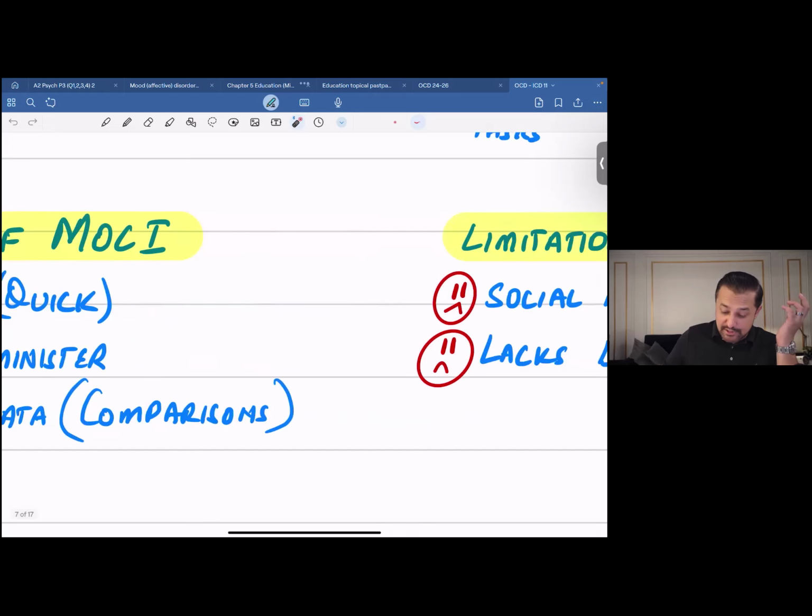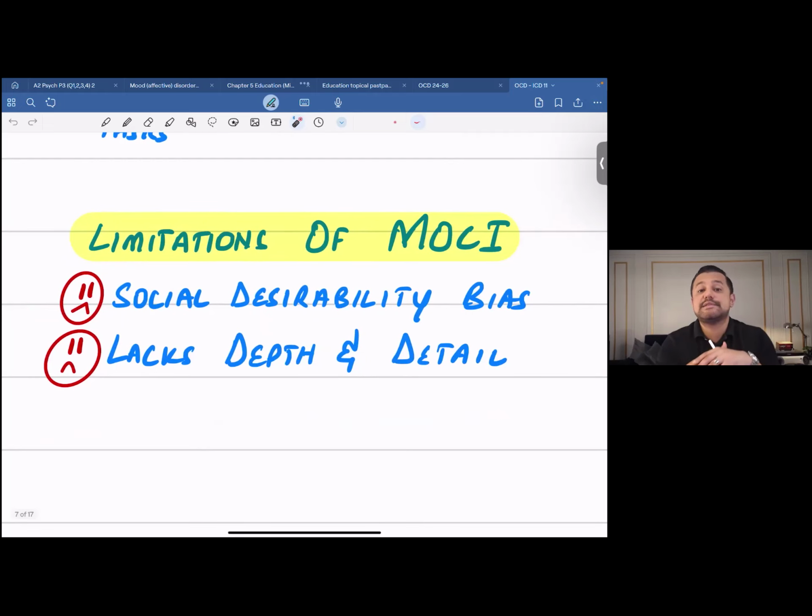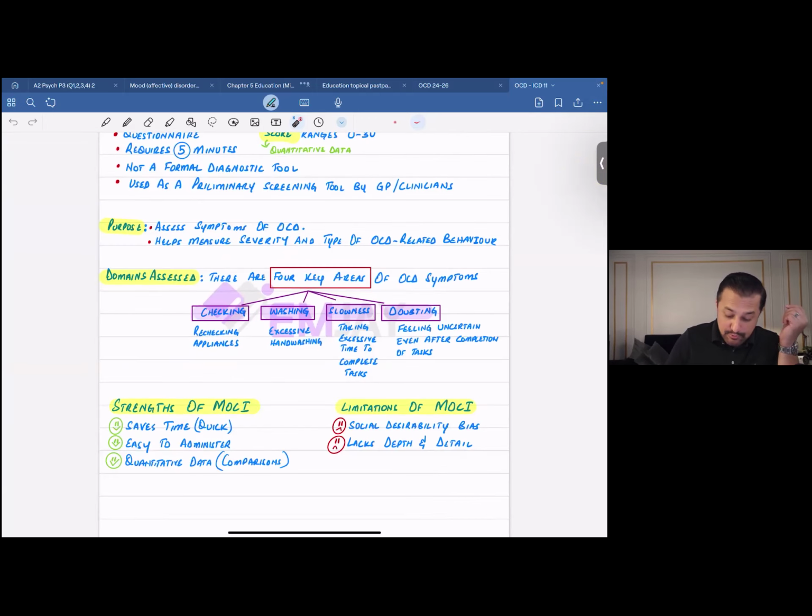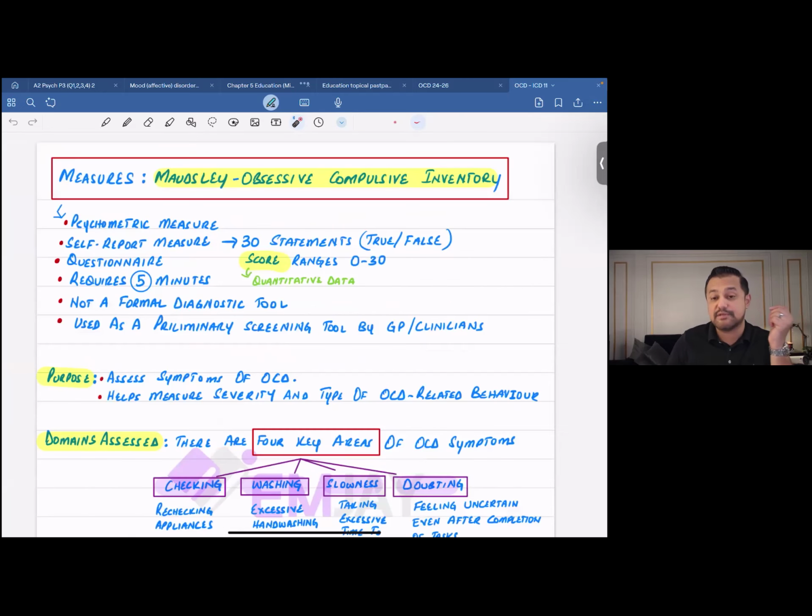Moving on towards the limitations over here, because this is an example of a self-report measure, you always fear social desirability bias, and it lacks depth and detail. So this was a quick little revision on MOCI, that is Maudsley's Obsessive Compulsive Inventory.